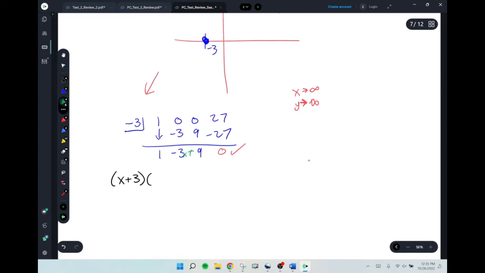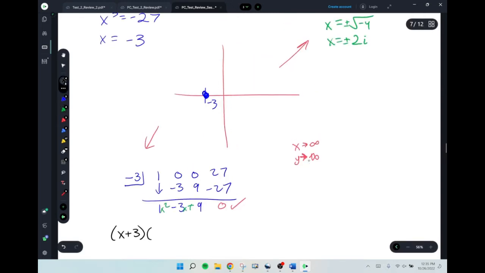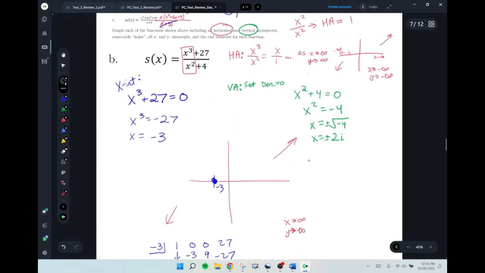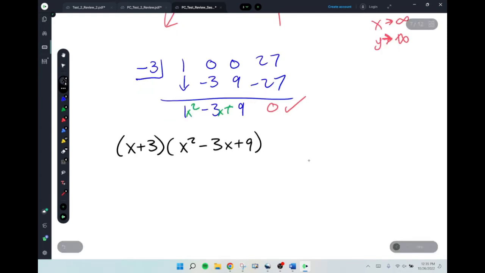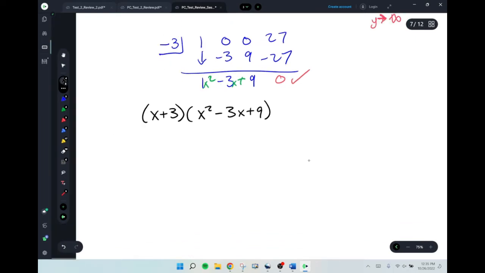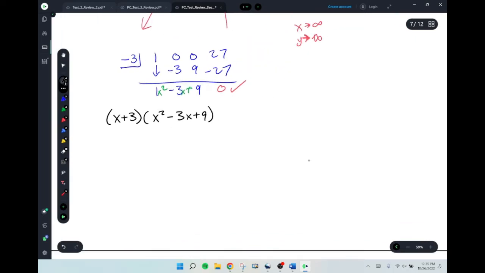And what goes in here? A constant number, x squared. Is that right or wrong? Because this was a cubic function. Was this cubic or quartic? Oh, good. So now we've got x squared minus 3x plus 9. And what can I do with that? It doesn't factor nice and neat, so I have to use the quadratic formula. I was looking to see if it factored nice and neat. I don't think it does.